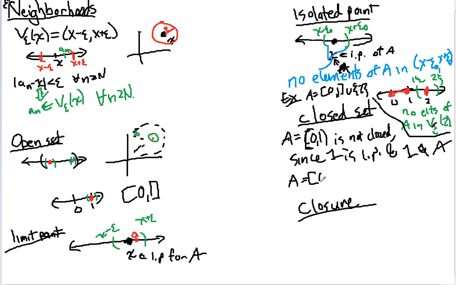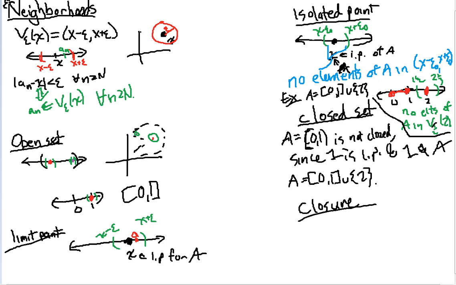Here's an example of something that is. A equal to 0, 1, the closed interval. Here's another one. That's another example of a closed set. It contains all its limit points. 2 is not a limit point, but close enough. It doesn't matter, because all a closed set talks about is limit points.